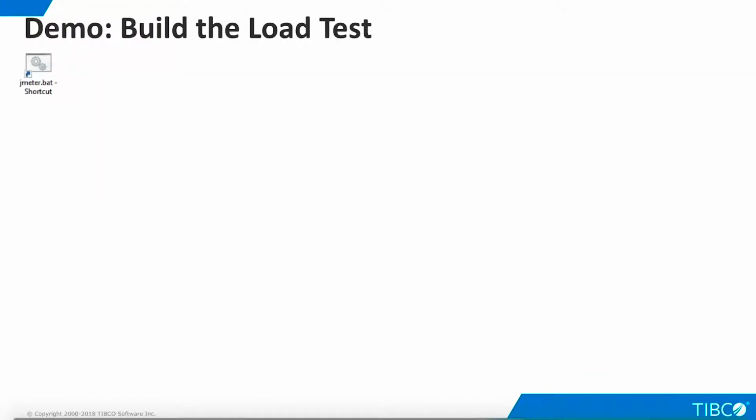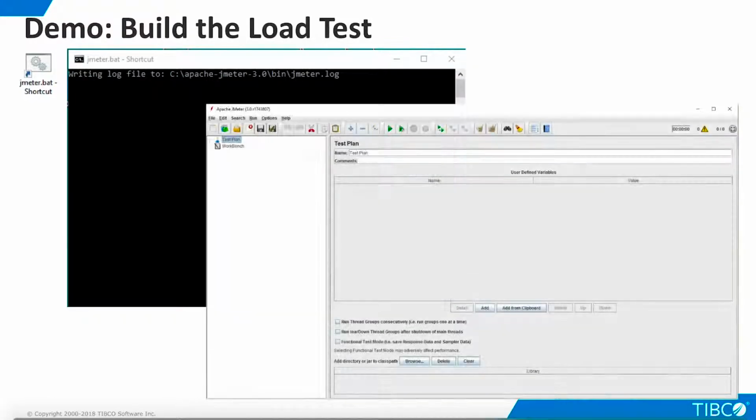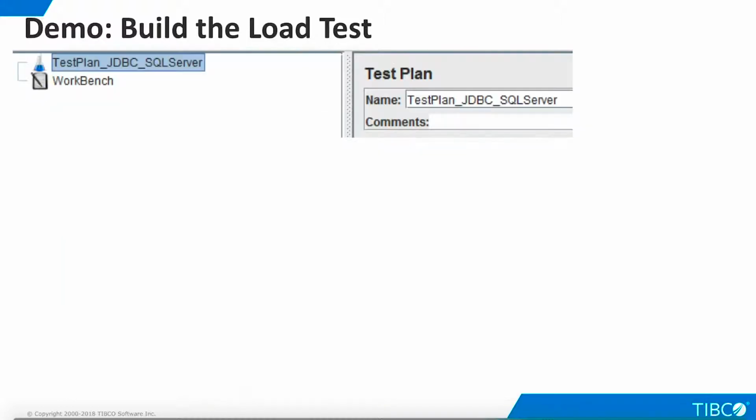Now we're ready to use JMeter. To start it on Windows, run jmeter.bat from the JMeter installation directory. A console window appears, followed by the user interface. The test plan is the highest level object. Begin by renaming it as shown here.